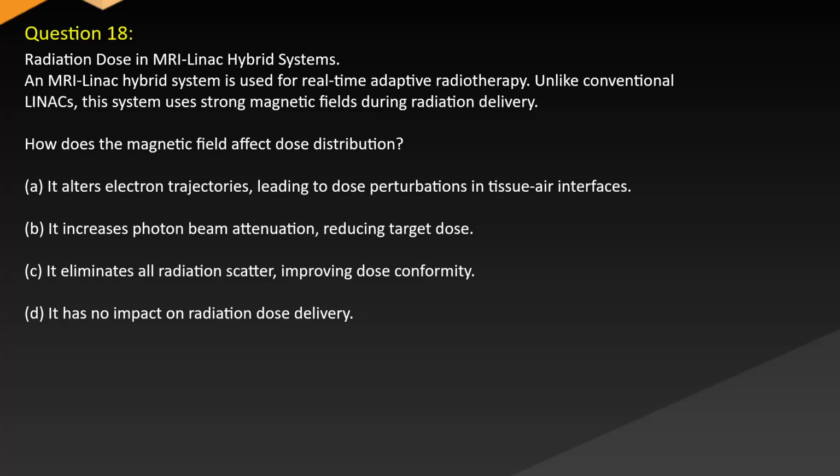A. It alters electron trajectories, leading to dose perturbations in tissue-air interfaces. B. It increases photon beam attenuation, reducing target dose. C. It eliminates all radiation scatter, improving dose conformity. D. It has no impact on radiation dose delivery.